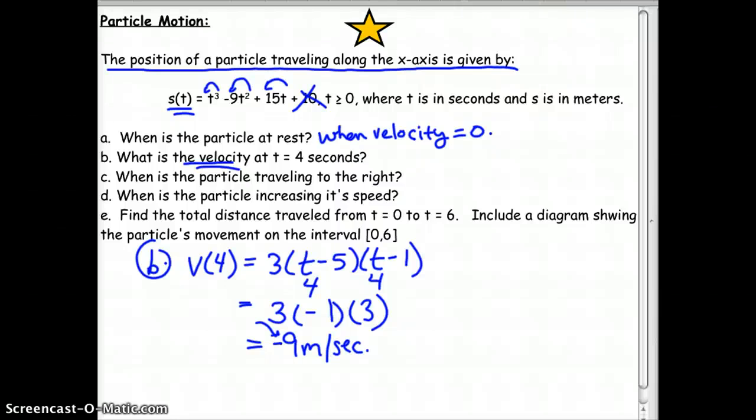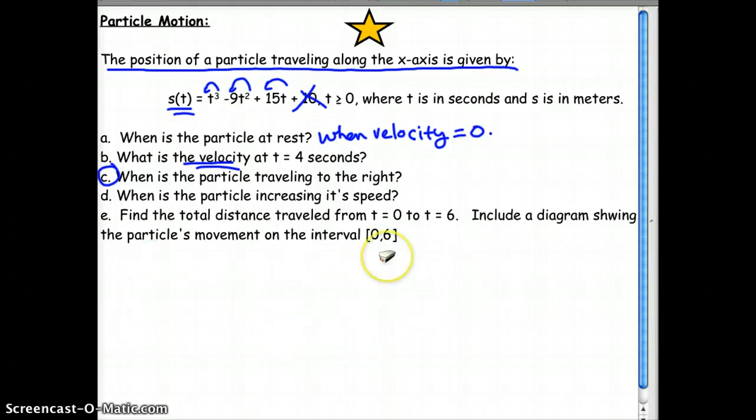So we were on part C with this one, so I'm going to continue with that. Let's see if I can get this whole problem done in a reasonable amount of time. So for part C, it says, when is the particle moving to the right? Well, it's moving to the right when the velocity is positive.